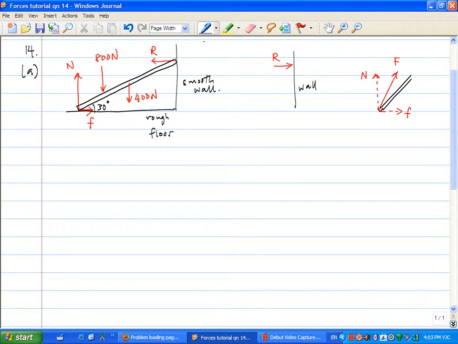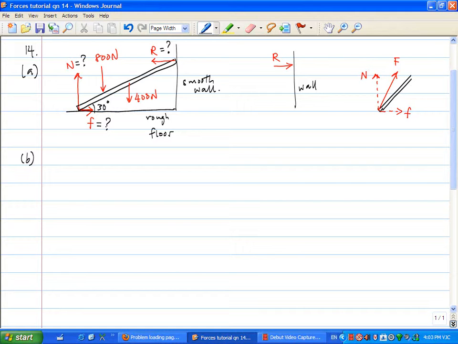Okay, we now go on to part B of question 14. In part B, we are asked to find the force R exerted by the wall on the ladder. So we are asked to find this force. At the same time, if you look at the 5 forces acting on the ladder, you'll find that we also do not know what is N, and we also do not know what is F.